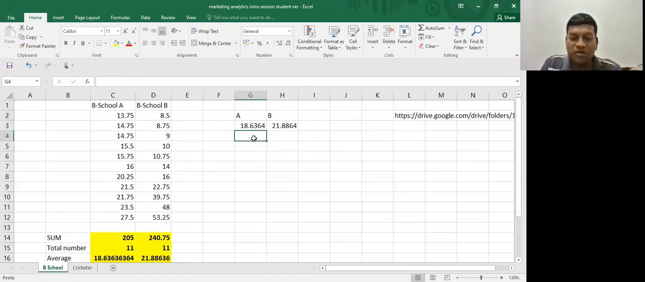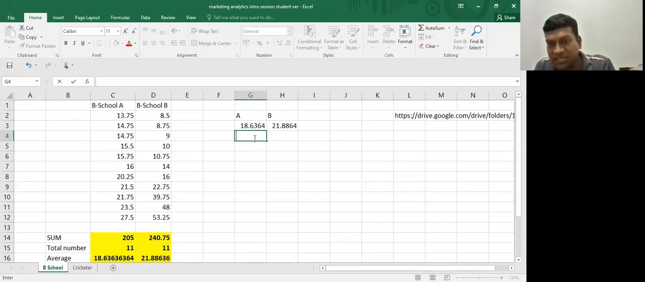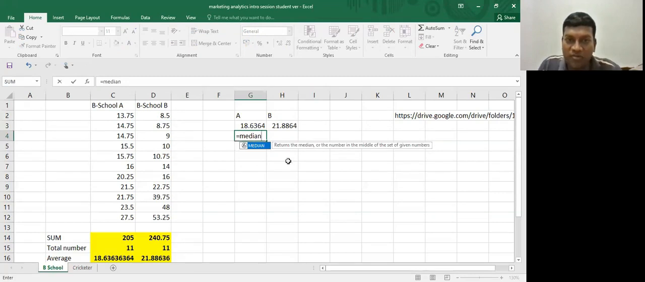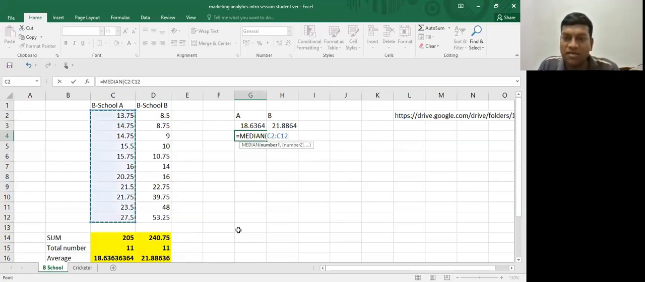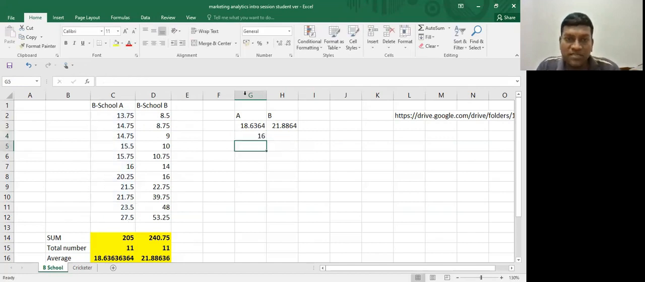Can all of you explain to me what median is? There is a formula. We could also do it the old-fashioned way, arranging in ascending order, but let's use the formula. There is a formula called median. But we need to understand what median is: when you arrange the data set in ascending order, the number which comes right at the middle. So median is 16.